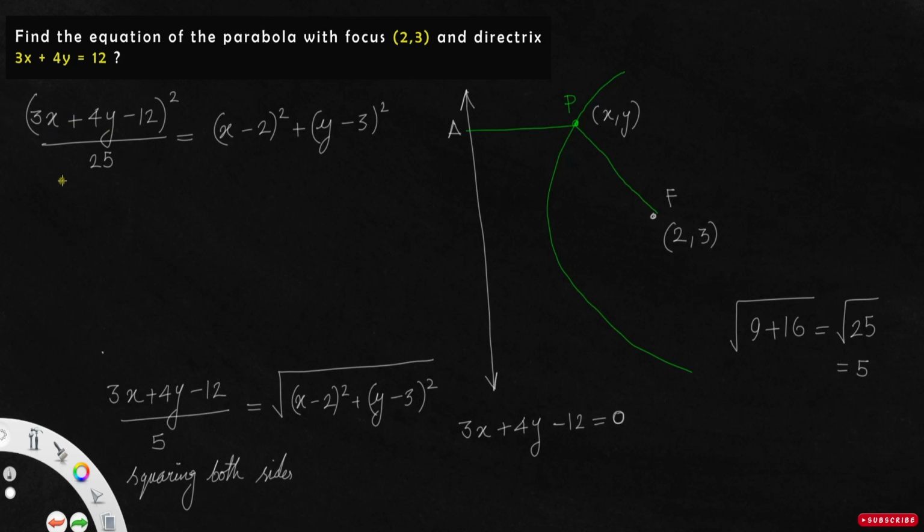This on expansion, you can write it like this: 3x whole square plus 4y whole square plus minus 12 whole square plus, this is just the left hand side. Let me erase this.